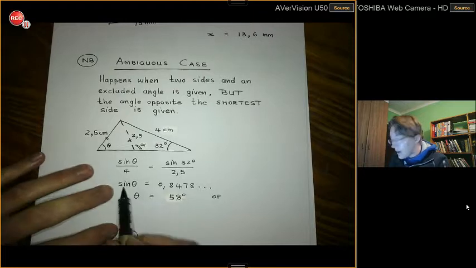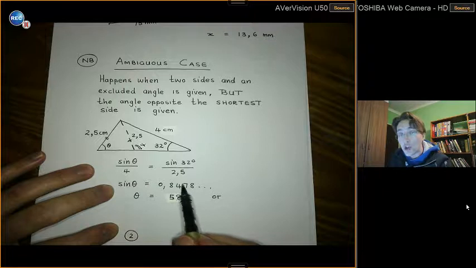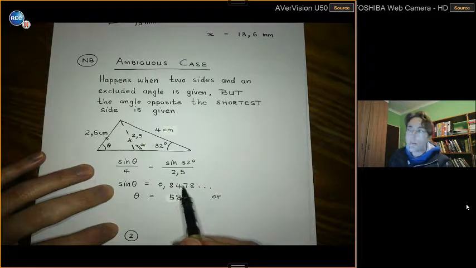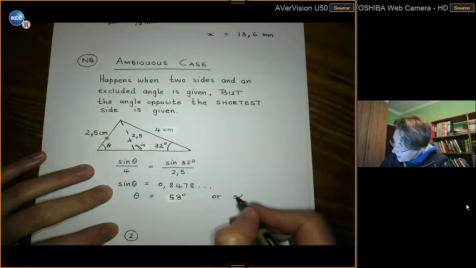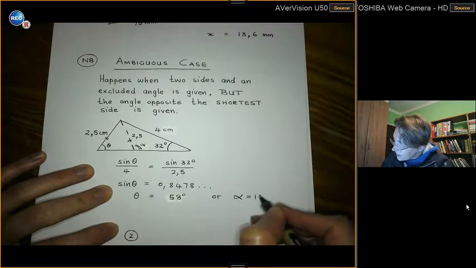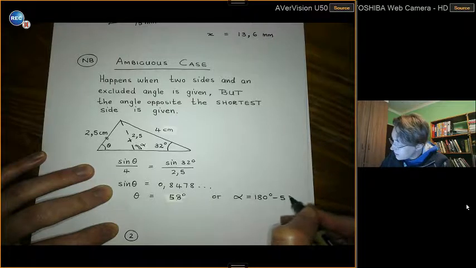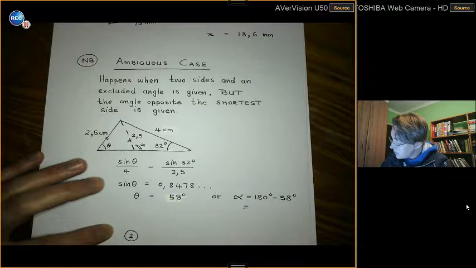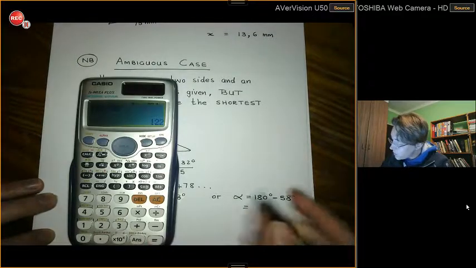If you think about it, sine of an angle has a positive ratio, not only in the first quadrant, meaning an angle between 0 and 90, but it also has a positive ratio in the second quadrant, which is an angle between 90 and 180 degrees. So that's why you could have calculated alpha by saying it's 180 degrees minus that 58 degrees. Here we go. Which is then equal to 122 degrees.